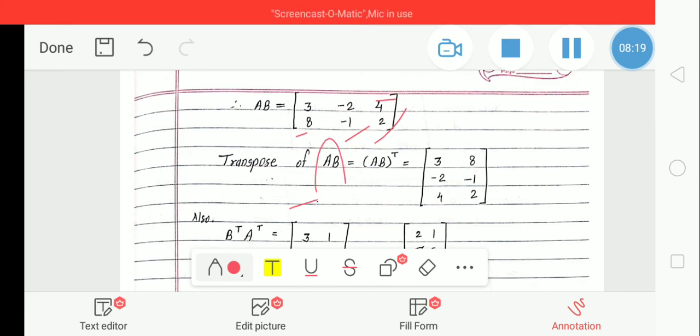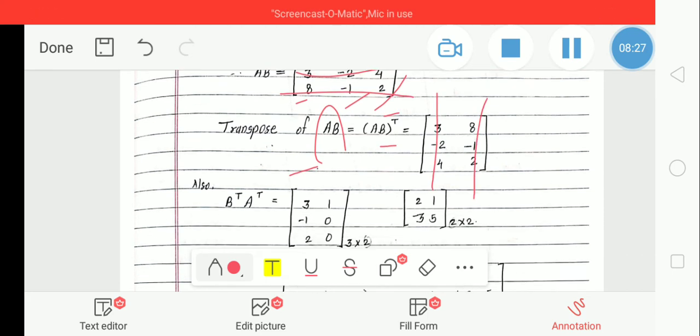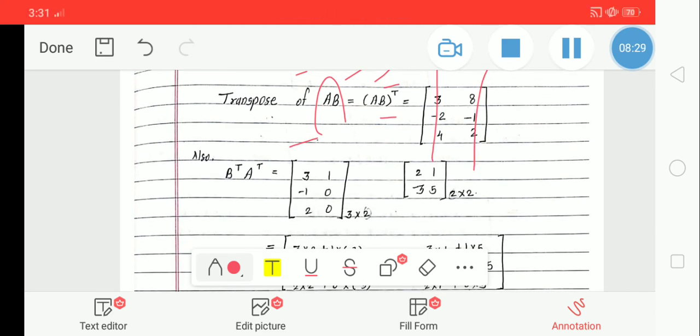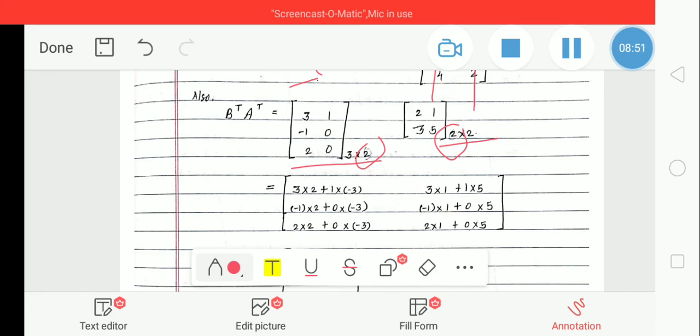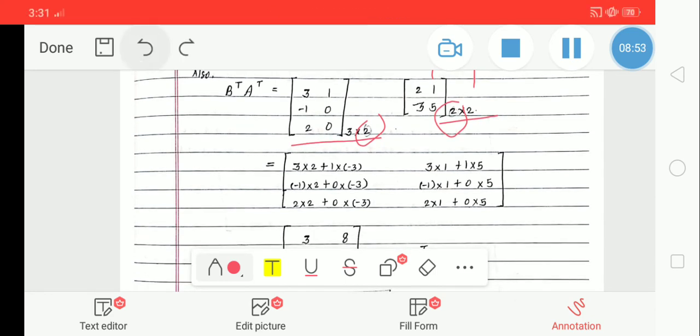So transpose of AB means AB transpose. We can write this matrix by interchanging row and column. Now we take the product of B transpose multiplied by A transpose. This matrix is 3 cross 2 and this is 2 cross 2. Again, here the column and here the row are the same, so we can multiply these matrices.